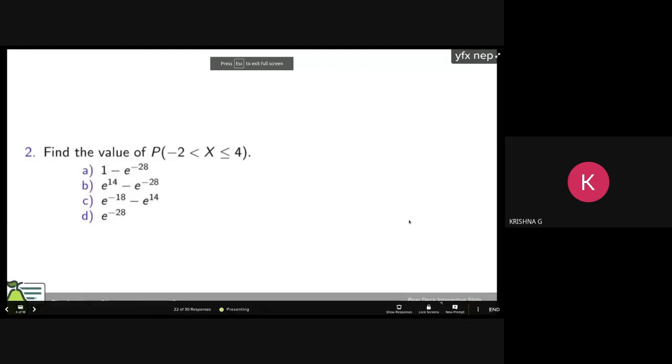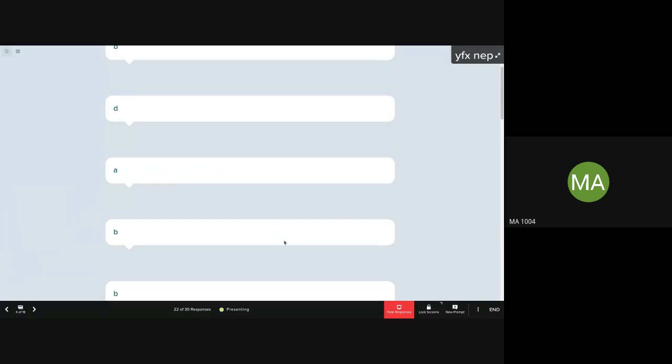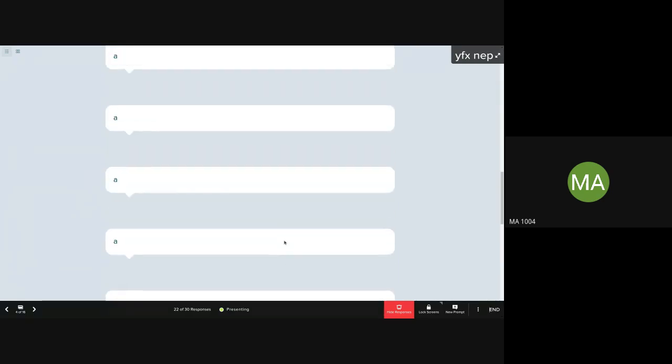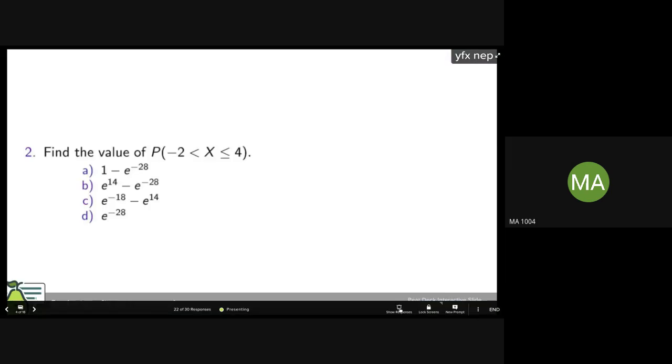Okay, so others are solving or is it done? About 22 responses. B, B, B, A, B, B, C, A, B. Okay, all the answers are there. Let's see the solution.